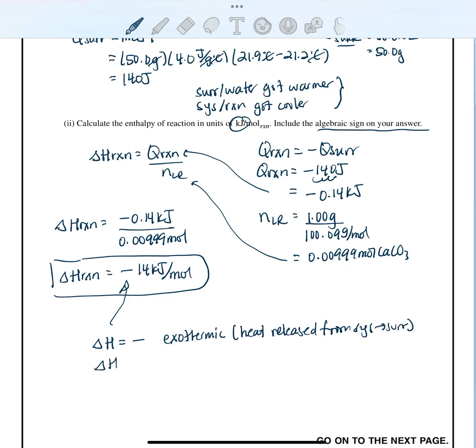And when delta H is positive, that means it's endothermic. That means heat is absorbed by the system from the surroundings. Hopefully you get the idea there. It's kind of messy, but you kind of get what I'm saying.